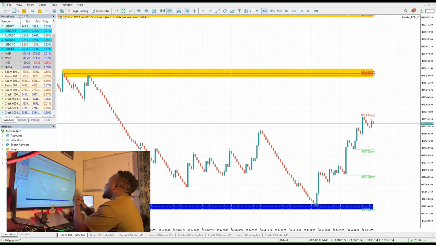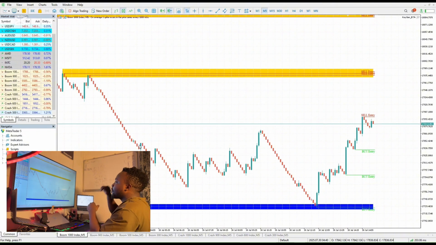So this is how I like to trade with this indicator. There's so many ways in which you can use it. There's so many ways to trade it, and I'll try and explain all those ways right here on this channel.